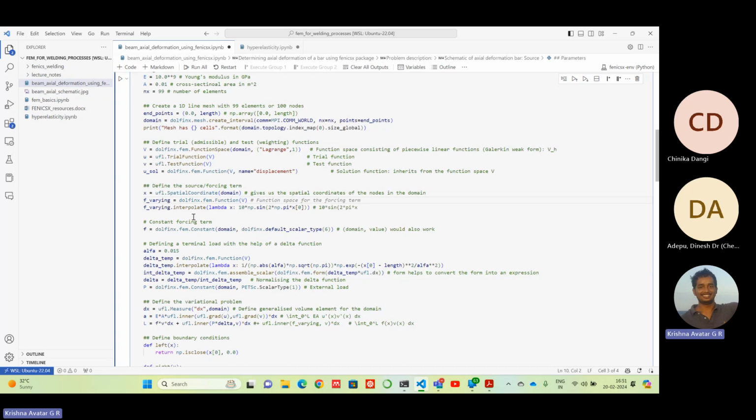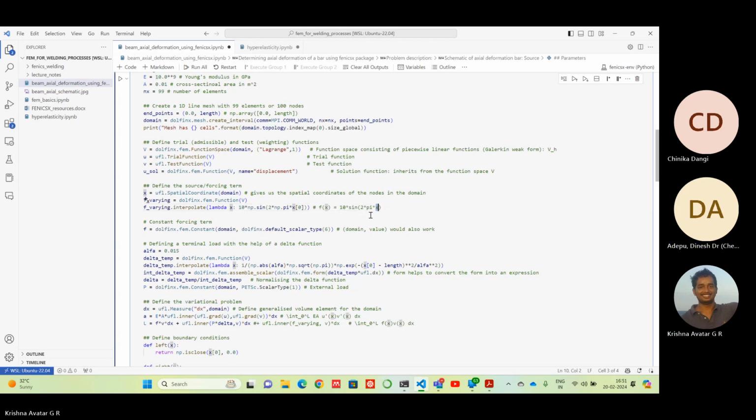Using, say here, what I'm trying to do is have the forcing function as 10 times sine 2 pi of x. So this is what I'm giving as the forcing function. So you see how beautiful it can be. So f varies with pi, but just handle it with 10.